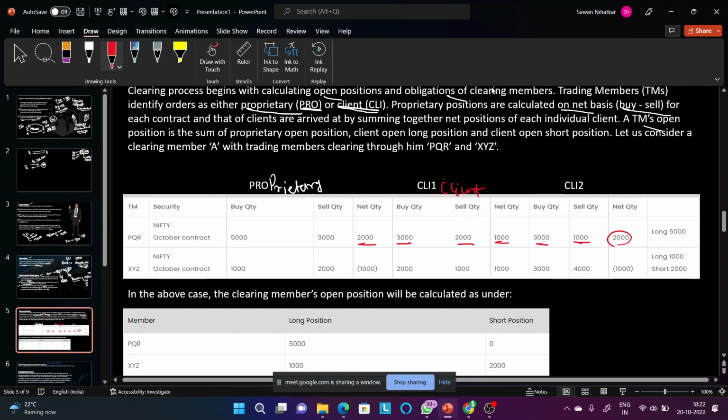Lastly, what you calculate is the total exposure, or what we call an obligation, or whatever we can call an exposure. So how did this long 5,000 come? This net 2,000 long plus this 1,000 long plus this 2,000 long becomes an exposure of long 5,000. Did you understand? It is very simple. Let's say you bought 10 bananas, but out of that you sold 5, then overall you have only 5 bananas.